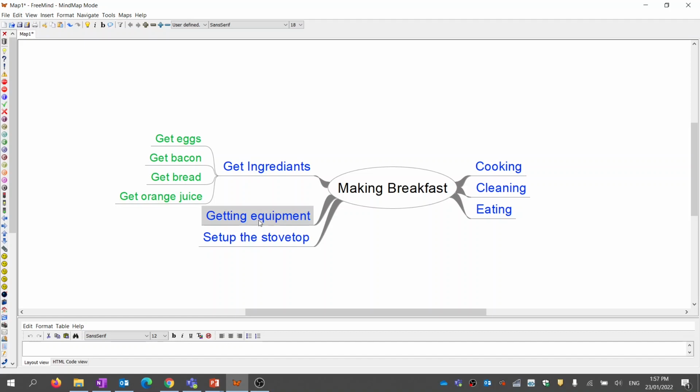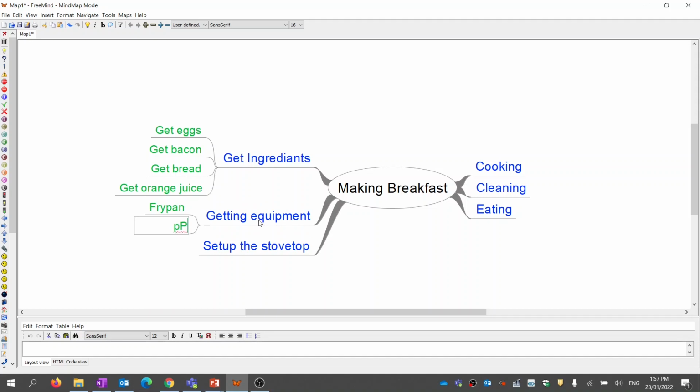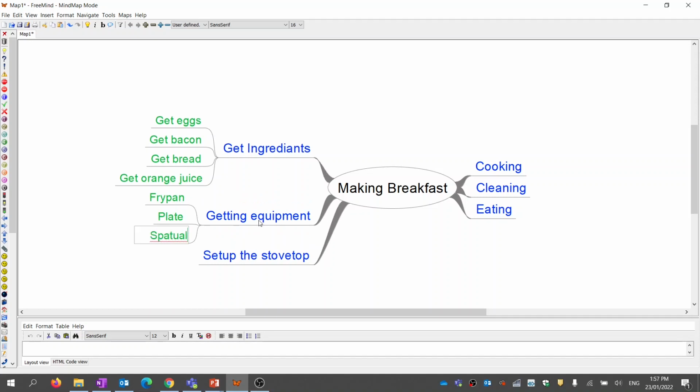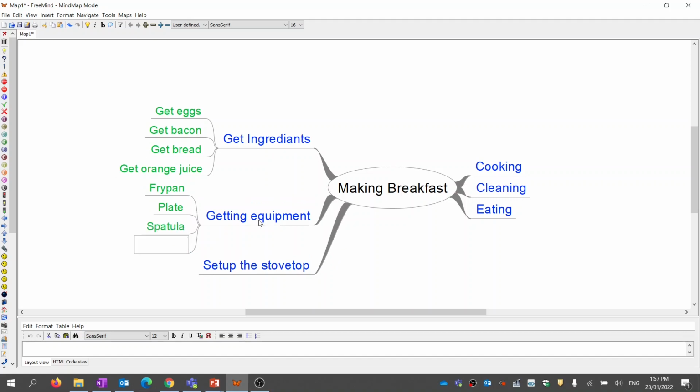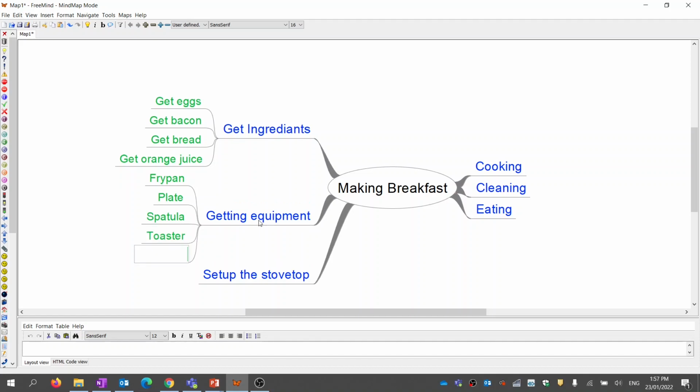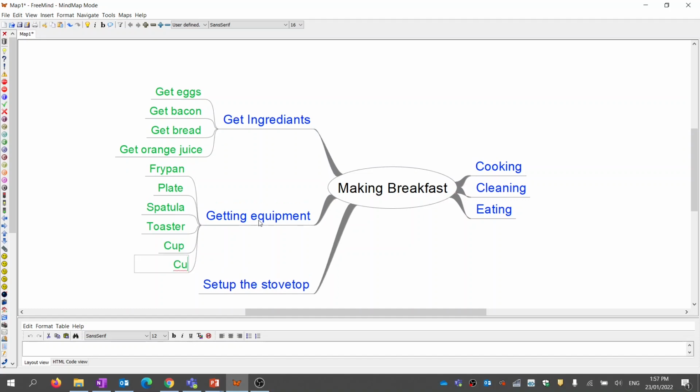Okay, now what equipment am I going to need? I'm going to need the fry pan, your plate. I'm going to need a spatula. What else am I going to need? Maybe the toaster. And I'll probably need a cup and some cutlery. Okay, so that's the process of getting the equipment.